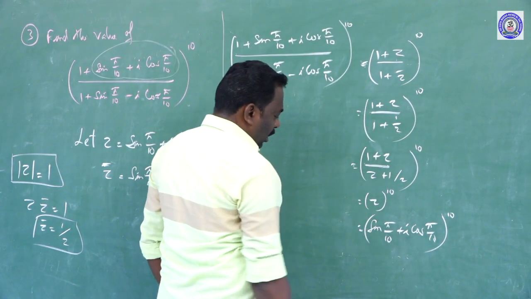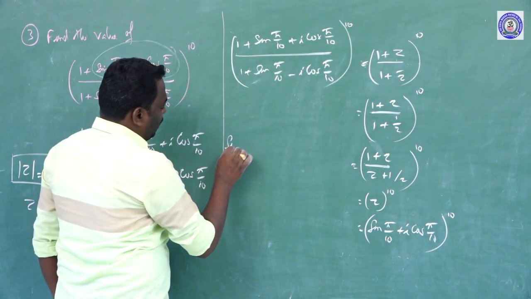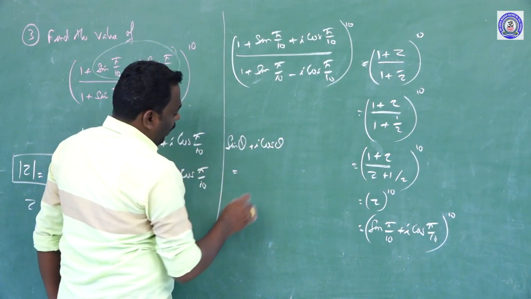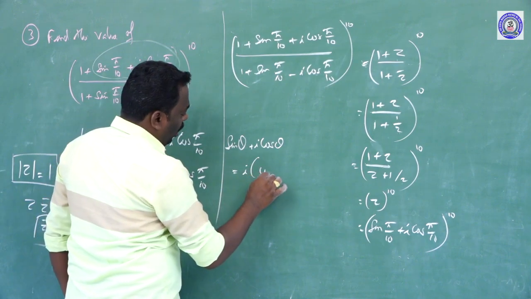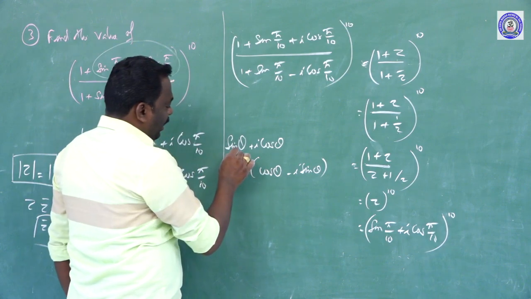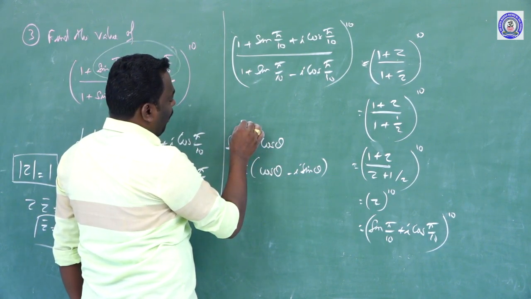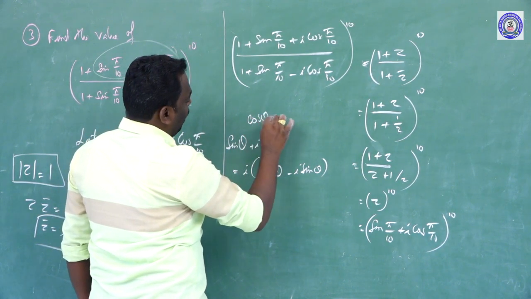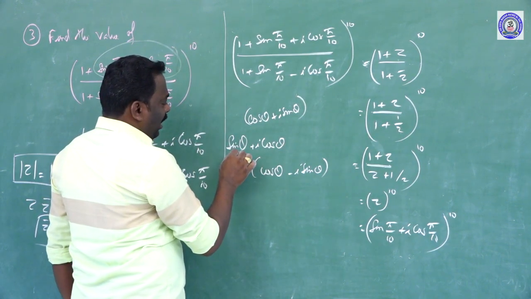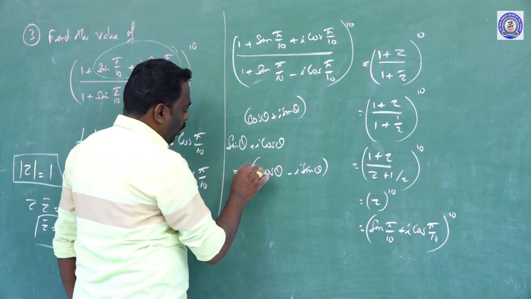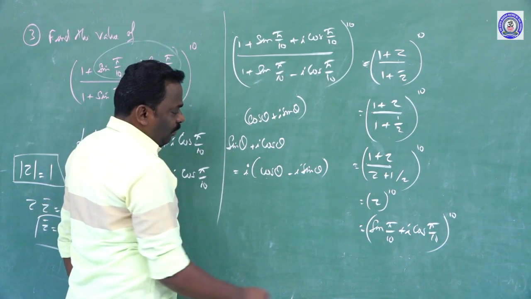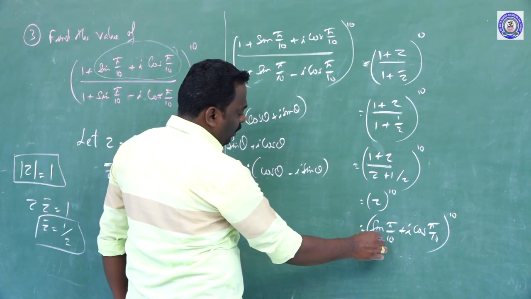So this last term is in the form sin θ + i cos θ. We can write it as i(cos θ − i sin θ). The standard polar form is cos θ + i sin θ. Here the form sin θ + i cos θ is there, so we want to convert it to i(cos θ − i sin θ). Therefore we write the last term in this form.